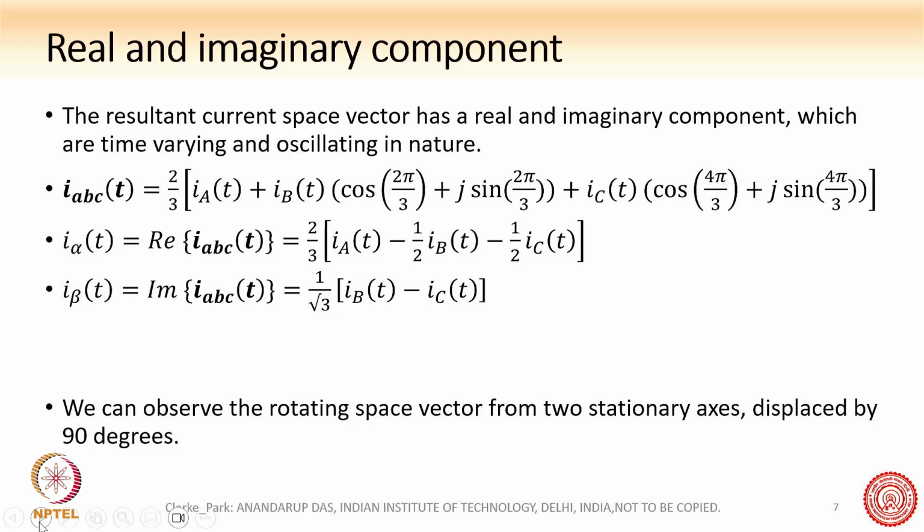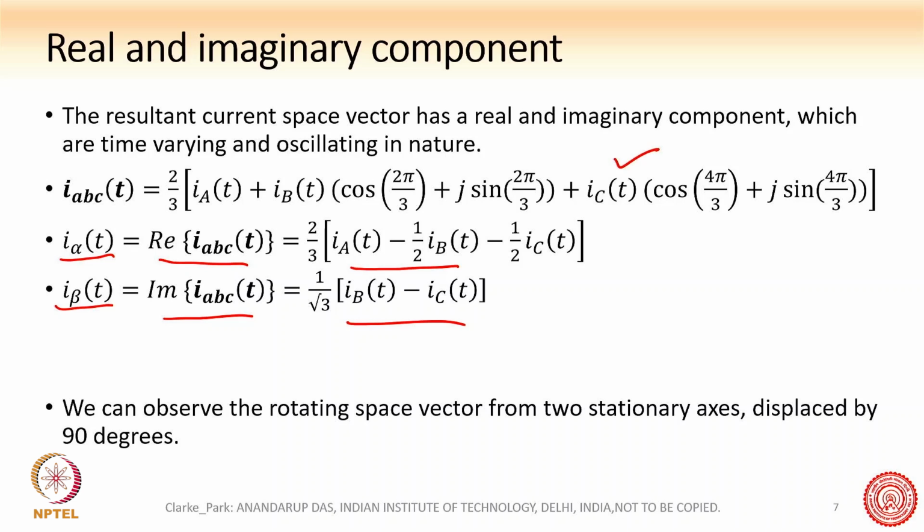As you can understand, it has a real component and an imaginary component, and these are given by I alpha and I beta, which are the real and imaginary components of the space vector. Of course, if you do the mathematics, it will come out to be something like this, just putting in the values which are shown in this equation.